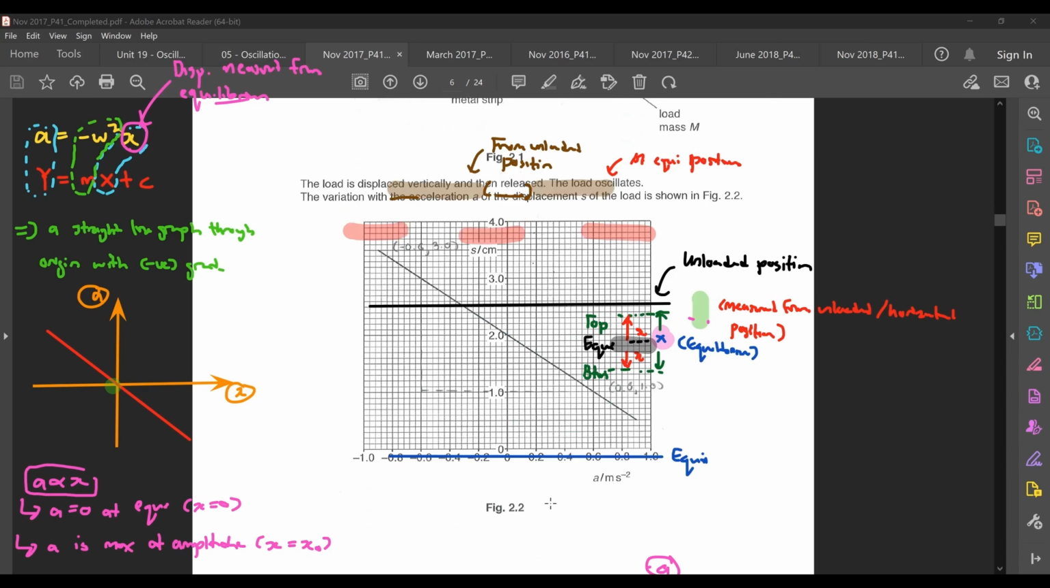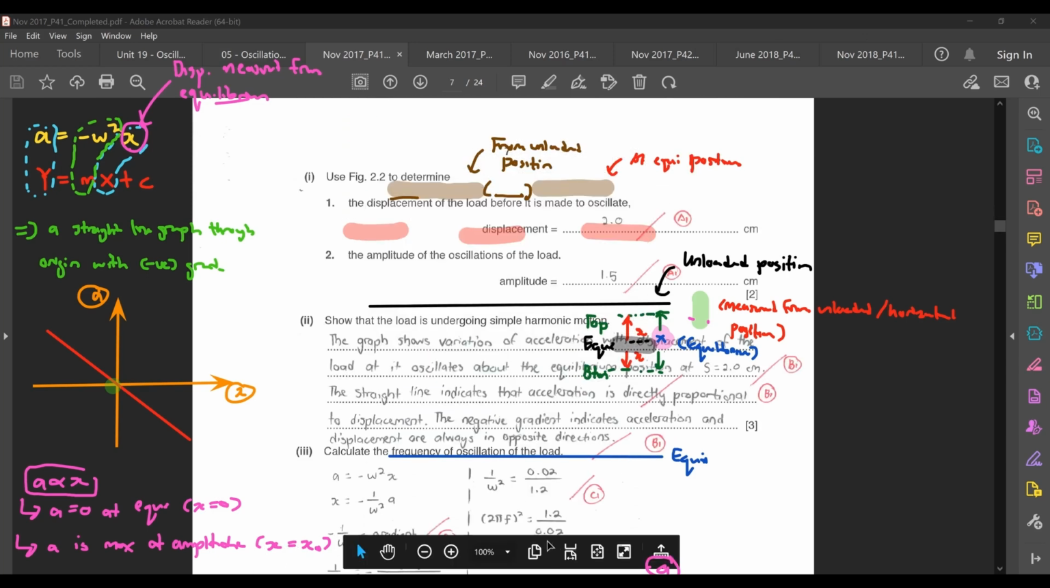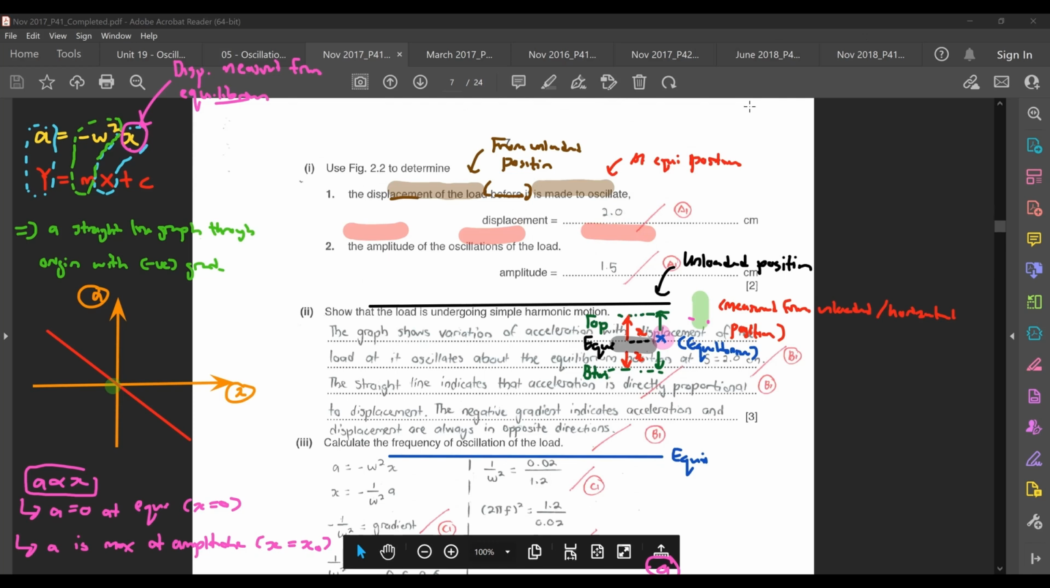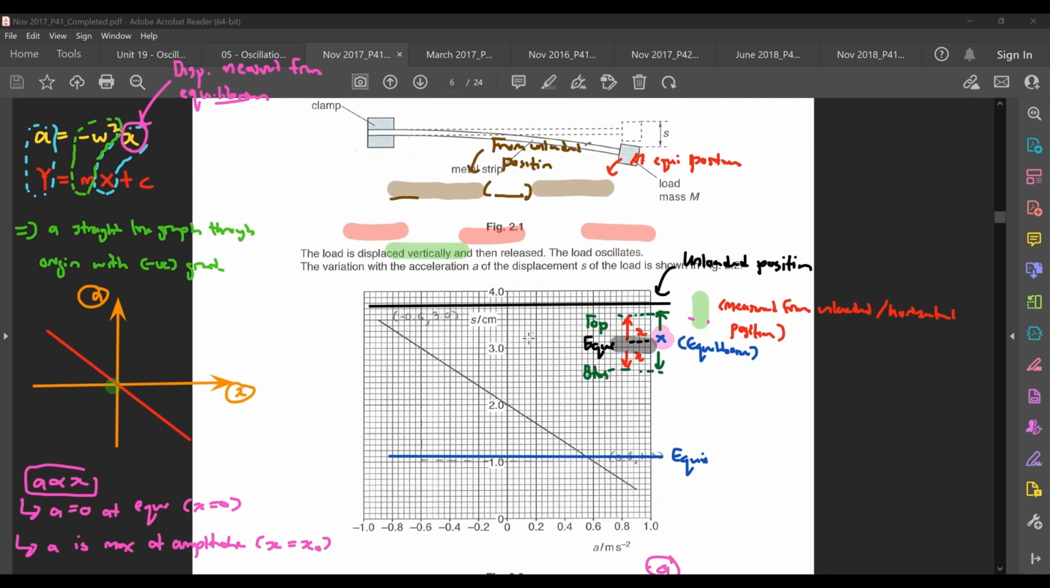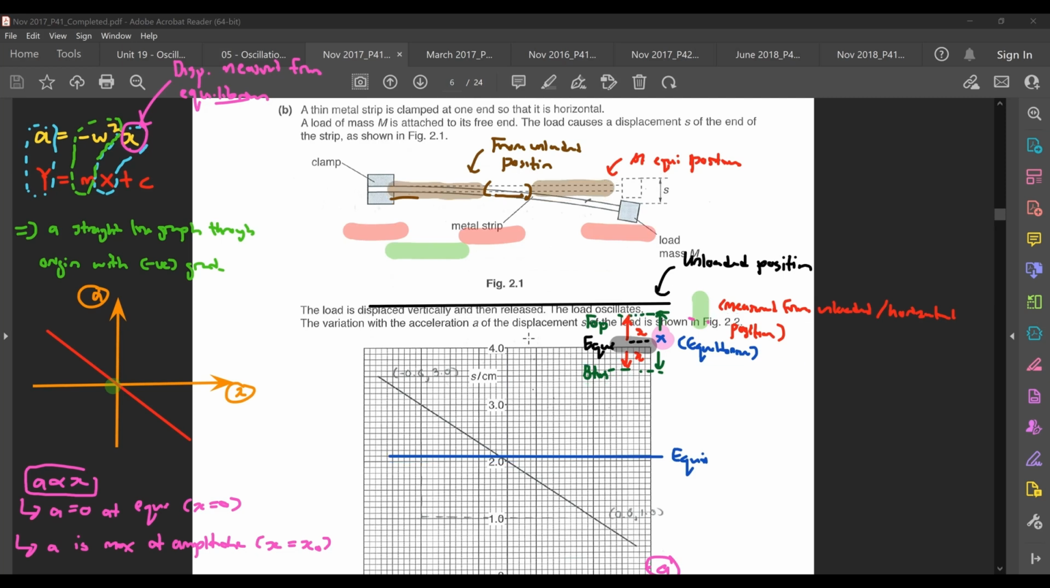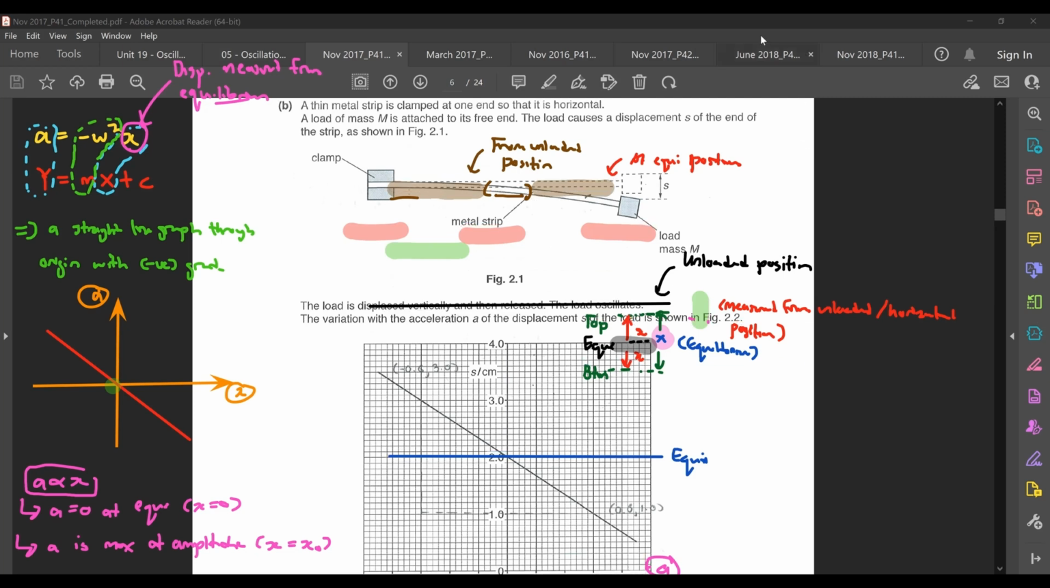Then the next part of the question requires you to find out the amplitude of oscillations of the load. If you already found out the equilibrium position, what is the amplitude of the oscillations of the load now? So when you look at your graph here, simple logic would tell you that your amplitude position is really going to be at the end of your line there. These parts that you see here are really your amplitude position. So this one here is actually your bottom position.